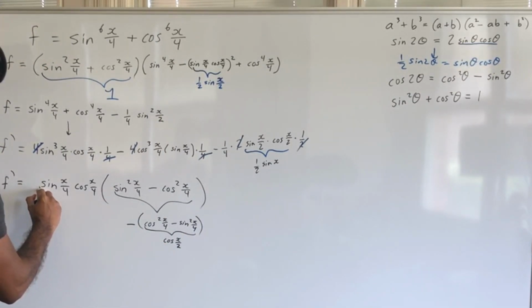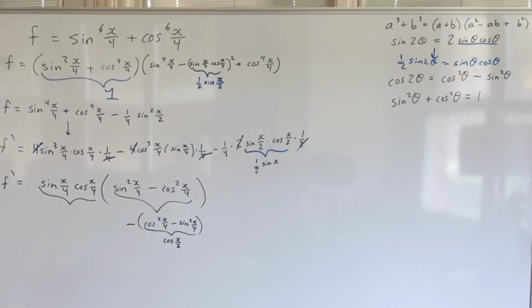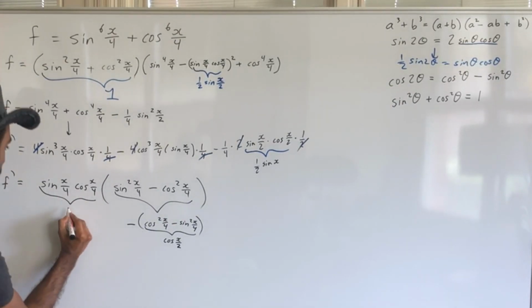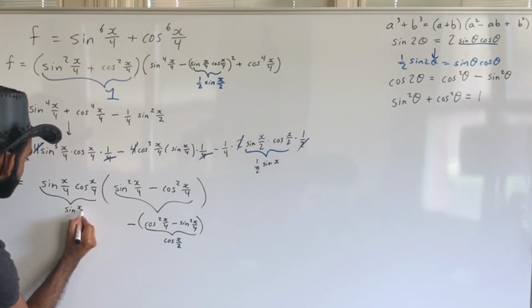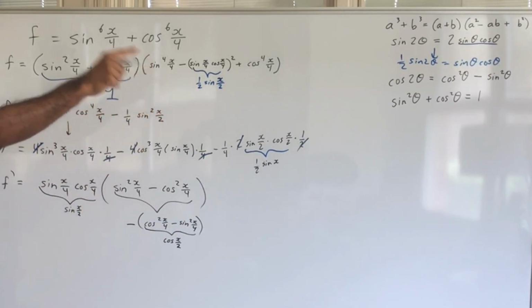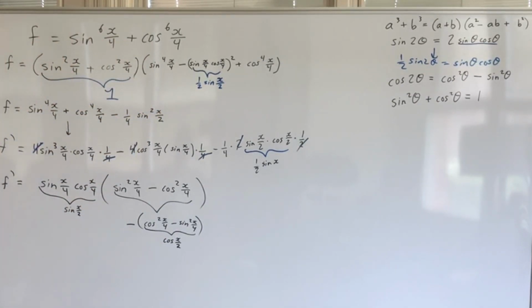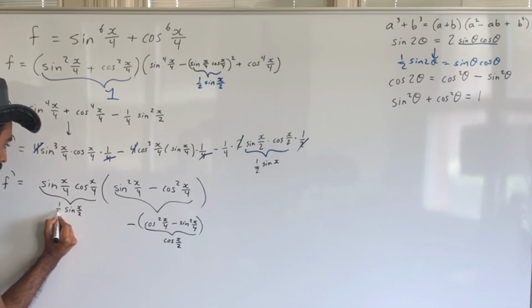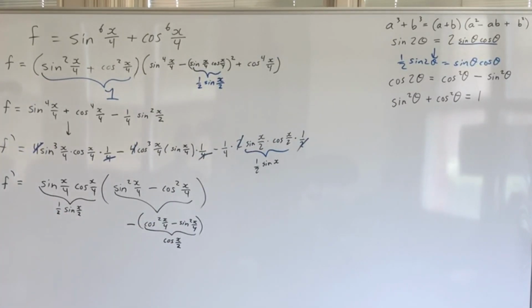What about this guy here? That will be sine of x over 2 times cos of x over 2. I don't have 2 sine cos, I just have sine cos, so it's divided by 2. Adjusted trigonometric identity. So 1/2 sine x over 2 cos of x over 2.